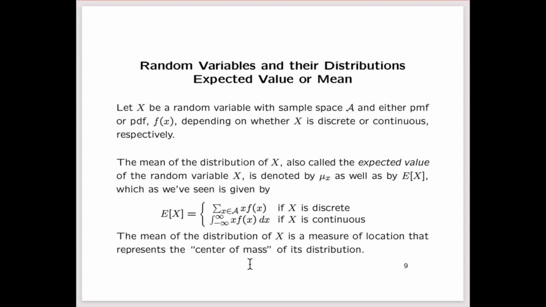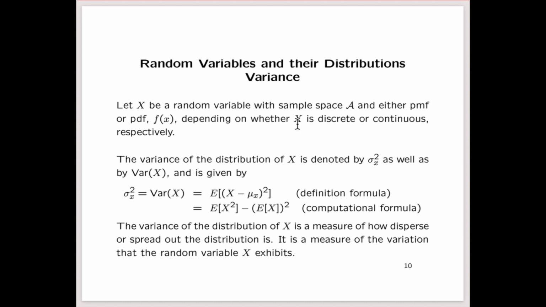The distribution would balance on top of that horizontal axis when that fulcrum is right at the location of the mean. All right, and so that is why the mean of a distribution has as the interpretation, it's the center of mass of that distribution.